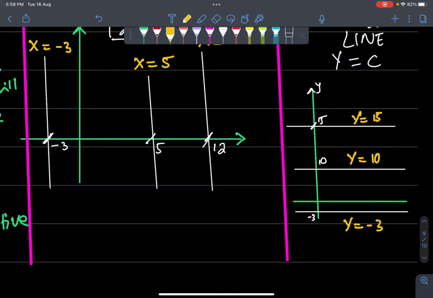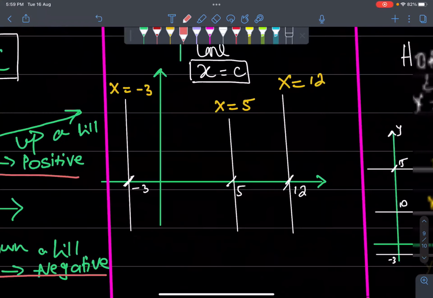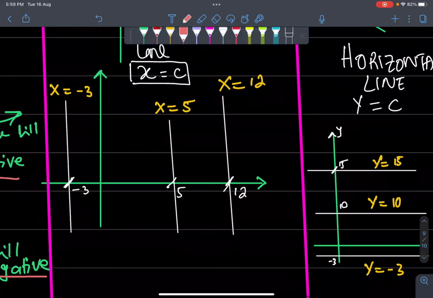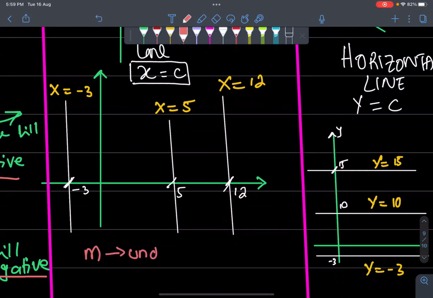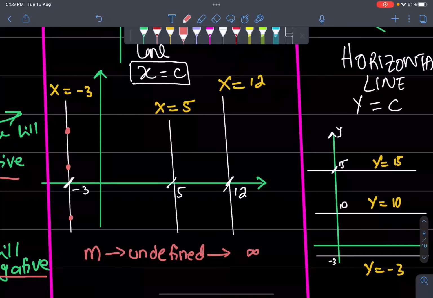Now let's understand more things. The first thing that we need to understand is the gradient concept. We know that the gradient for a slant line is either positive m or negative m. But for a vertical line, the gradient is undefined, or you can call it infinite. That's one concept. The other concept is any coordinate on the line will have the same x value, for example -3.